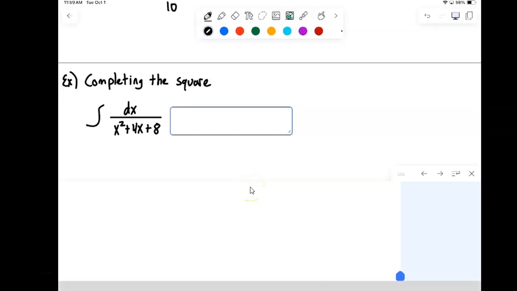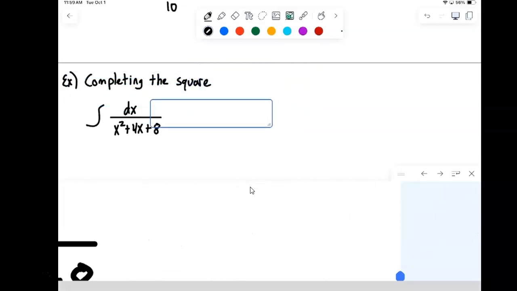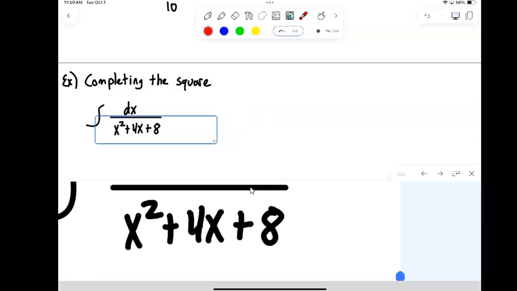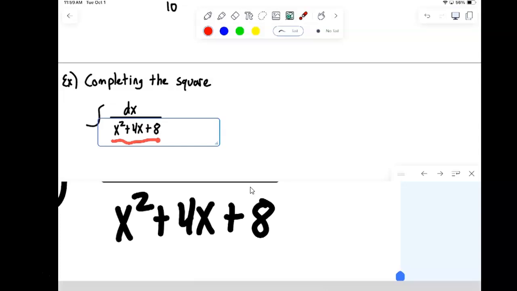Okay, so this next example looks at the technique of completing the square. I'll review completing the square in a moment, but first notice the issue with this integral. If we try to let u be the bottom, then we have no derivative at the top. We have no way to handle the derivative at the top. There's just nothing up there. So we are coming up way short.